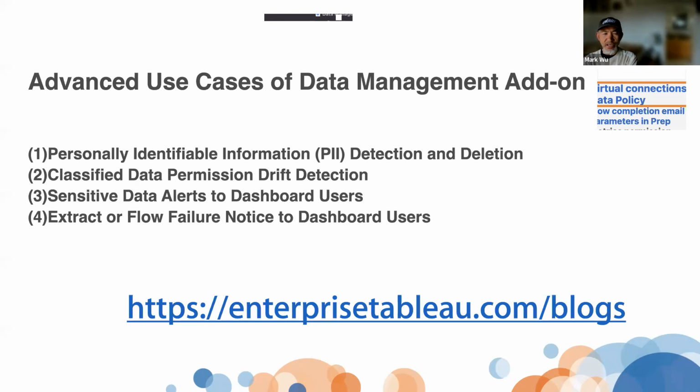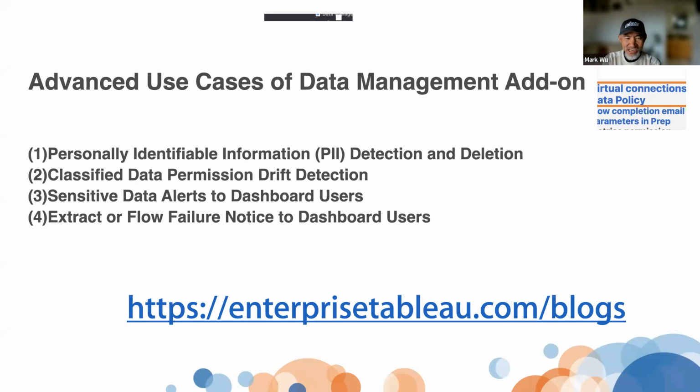Third use case, if you have classified data or PII data, how can you make this data be noticed by your dashboard users? When they look at the view, can we show them they are looking at classified data? Just like when they're reading some classified information, there is some stamp. Can we make that happen for them?